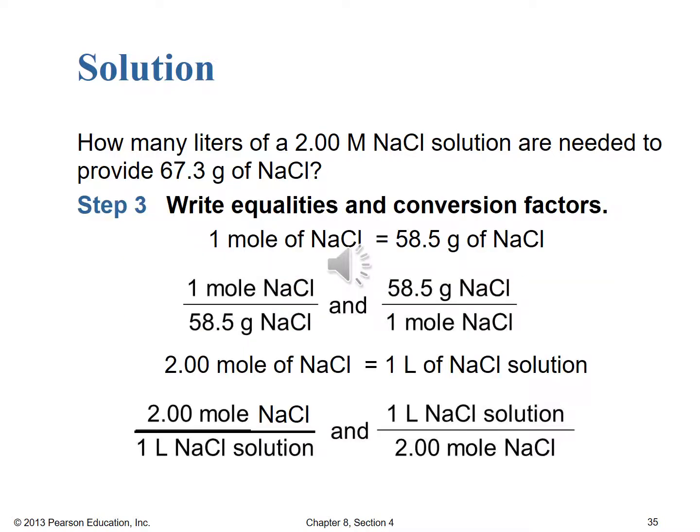Moving on to step 3 here, we can write our equalities and conversion factors. First of all, in this case, we do have the additional need for the molar mass of NaCl. So 1 mole of NaCl equals 58.5 grams of NaCl. We can express that conversion factor in either way. And finally, we have 2.00 moles of NaCl equals 1 liter of NaCl solution, and we can express that conversion factor in either way. And once we move on to step 4, we'll see exactly which way we need to set it up in order to cancel out our starting grams of NaCl and find the liters of solution at the end.